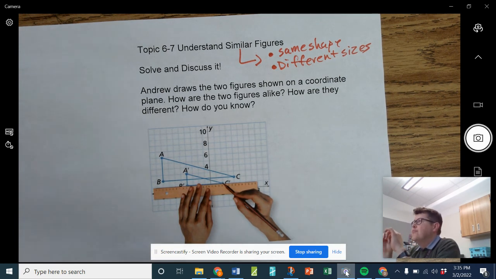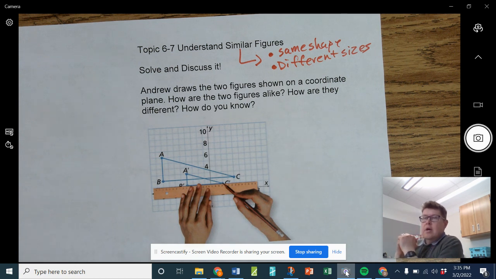Rather than saying different sizes, you want to actually say that the sides are in the same proportion, right? So basically, you're multiplying each side by the same scale factor. Whether it's an enlargement or a reduction, basically each side matches to the corresponding side on either the smaller or larger figure. So that's the proportionality of it right there, right? But it's still going to be the same shape.